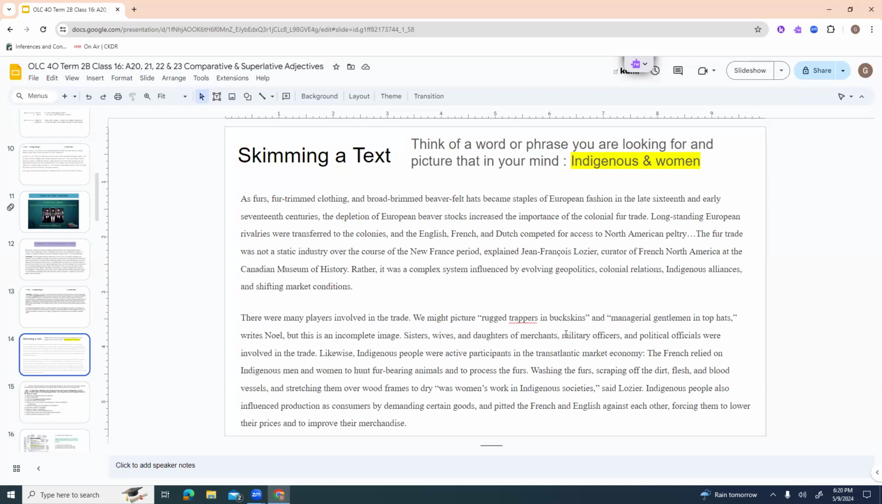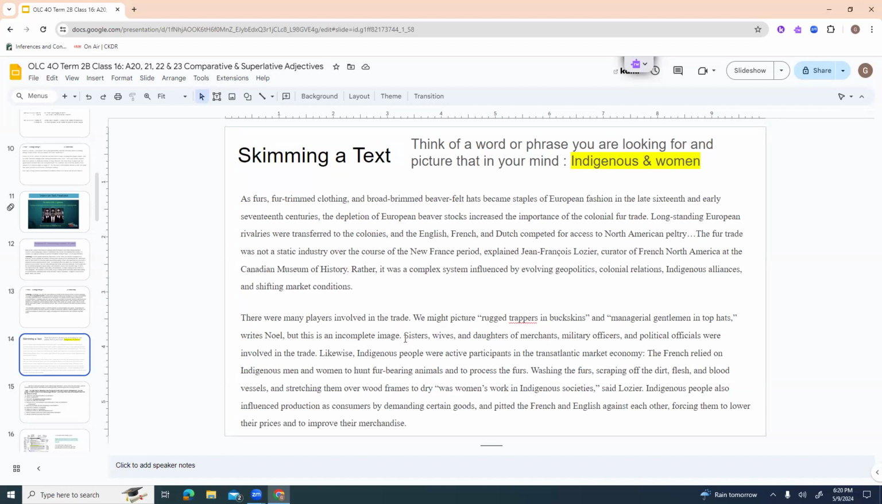Sisters, wives, and daughters of merchants, military officers, and political officials were involved in the trade. Likewise, indigenous people were active participants in the transatlantic market economy, and the French relied on indigenous men and women to hunt fur-bearing animals and to process the furs. And then it goes on and talks about how washing the furs, scraping off the dirt, flesh, and blood, and stretching them over wood frames to dry was women's work in indigenous society.